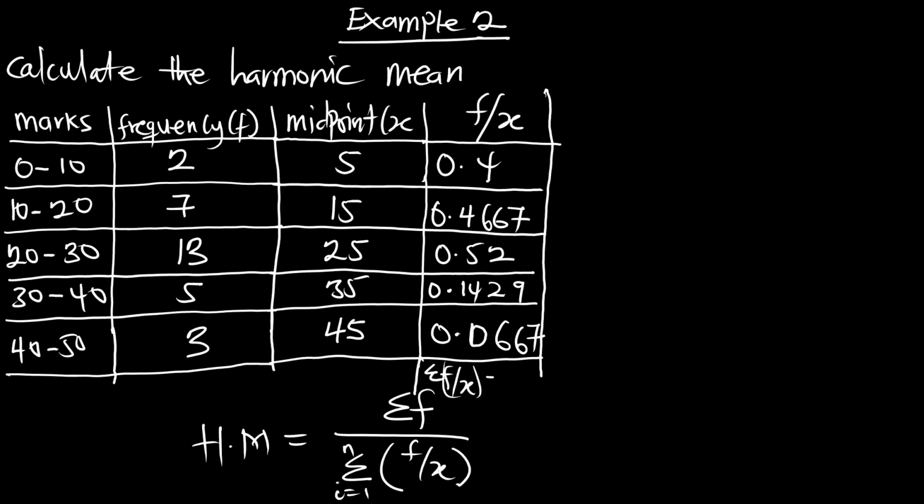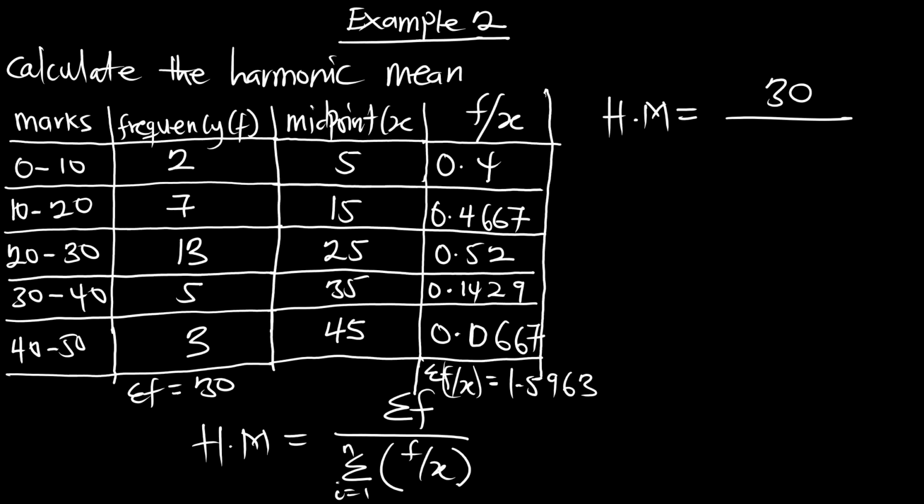That is going to give us 1.5963. And we also have the summation of f here to be 30. So straight away we can calculate our harmonic mean, which is the summation of f, and we have the summation of f to be 30, over the summation of f on x, which is 1.5963, and this is going to give us a value of 18.83. So this is the harmonic mean.